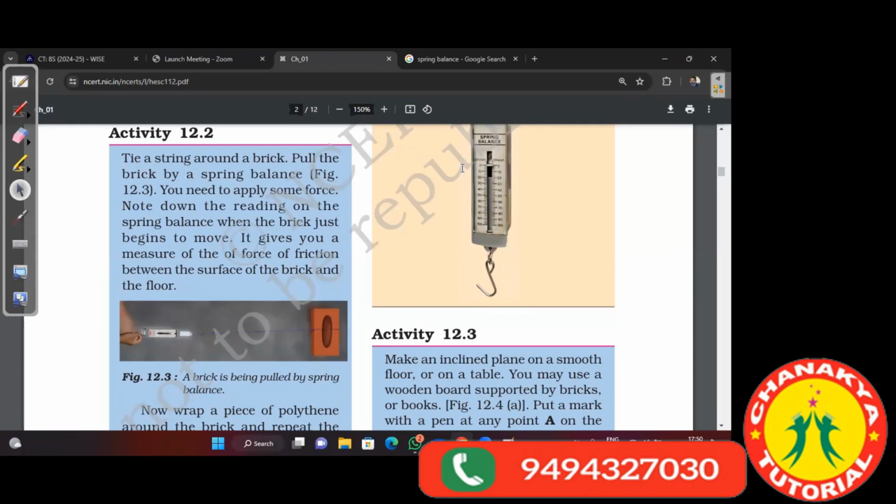Got it? So here we do the same activity with two different surfaces. First, we applied the force as it is. Then we change the surface by wrapping the brick with a polythene. When you wrap the brick with a polythene, this will lead to a decrease of friction. This will lead to lesser force. So in the first case, if you are applying a force of 20 Newton, if you wrap the brick, you may apply a force of nearly about 15 Newton and the brick will start moving. Got it?